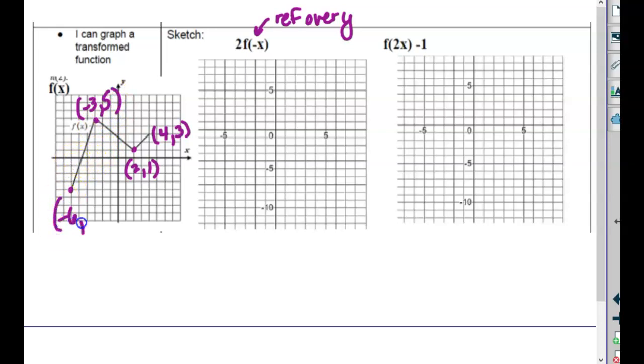Is this one -6, -4 maybe? Okay. So let's first reflect across the x. Where would -6, -4 go if you change the sign on the x? Over here it's 6, -4, right?